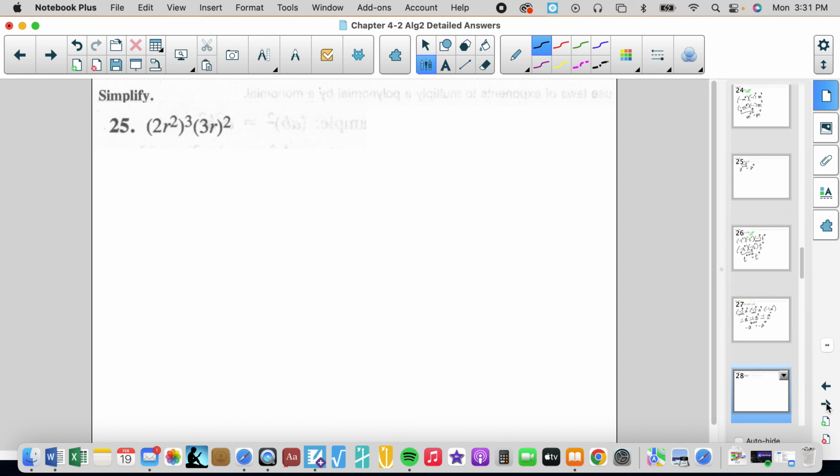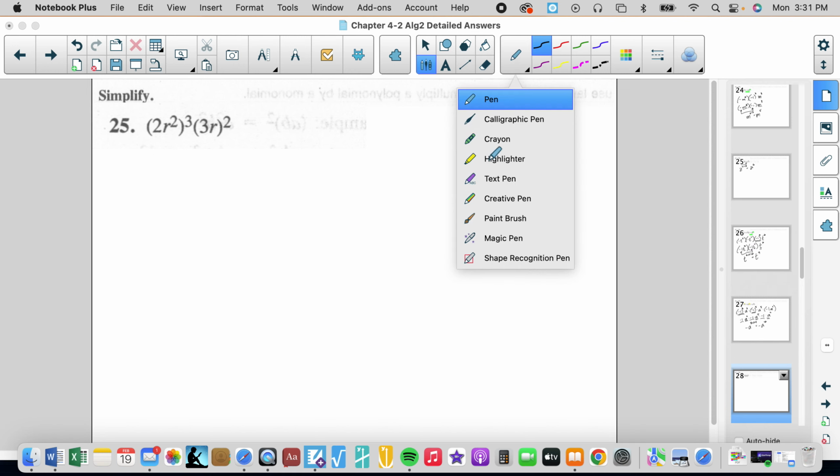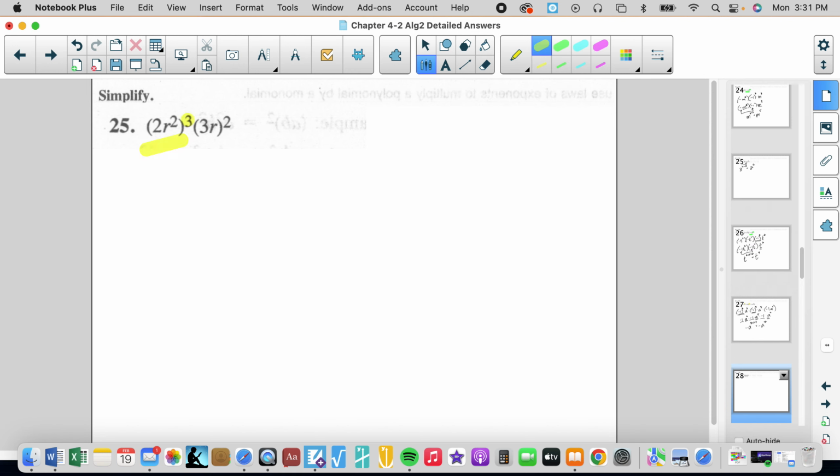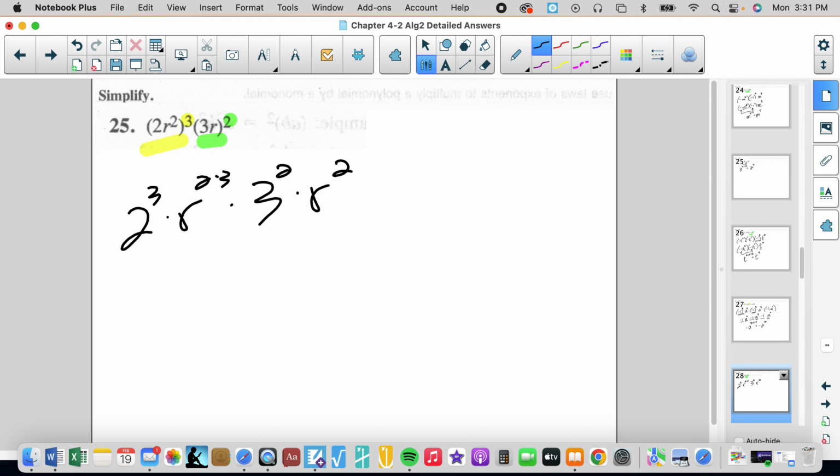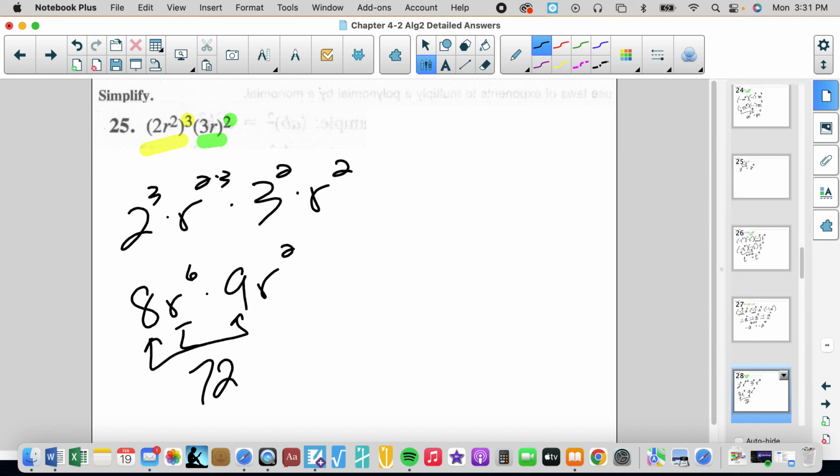2 exponents in this one. We have a cube for this term, and we have a square for this term. So you have 2 to the third times r to the 2 times 3, power of a power. We have 3 to the second times r to the second. That's going to give us 8r to the 6th times 9r to the second. 8 times 9 is 72. R to the 6th times r to the second is r to the 6th plus 2. 72r to the 8th.